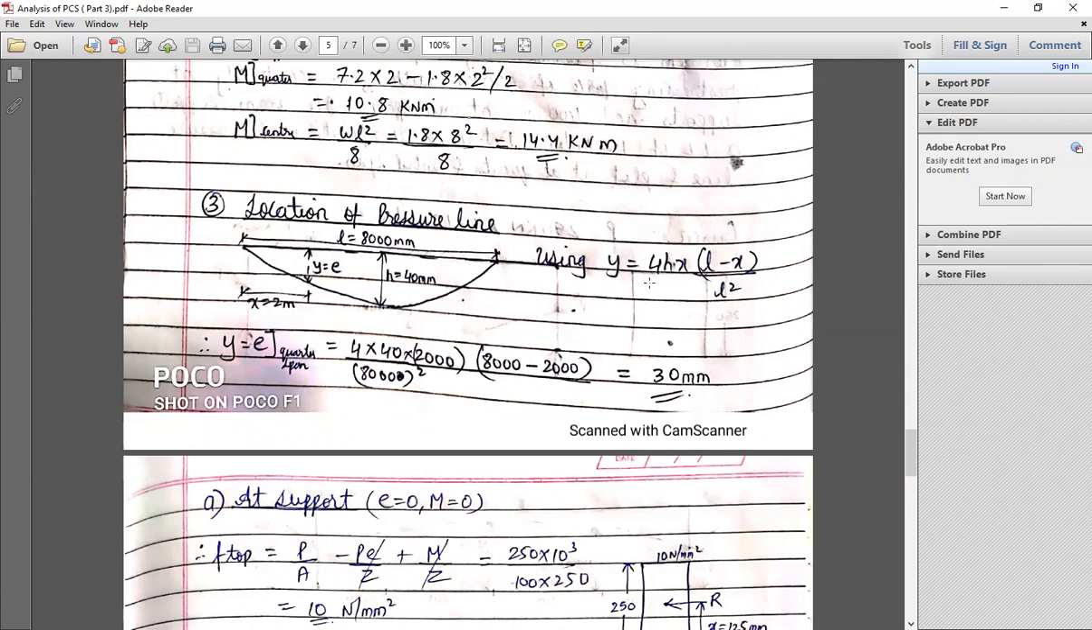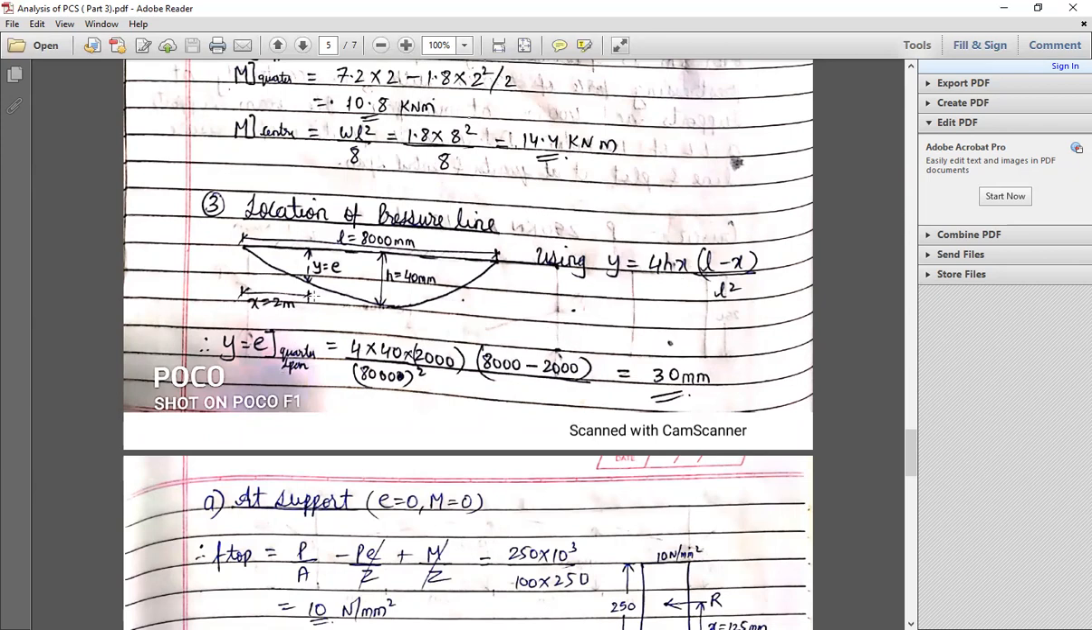So now using the equation of a parabola, y is equal to 4hx into (L minus x) upon L square, we will find out at the quarter span. Okay, this distance at the quarter span, how much is it, that we will find out. So using this equation we got the value as 30 mm. Okay, so y is equal to 4 into h into x, how much is x, 2 meters, L is the span, upon L square. Okay, so take everything in mm because we want the value in mm.